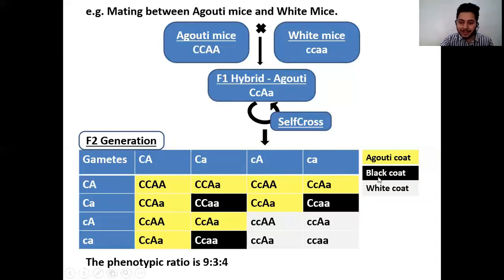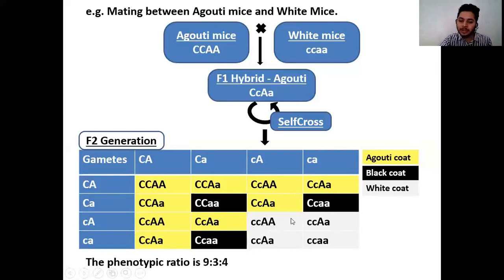Now, the second condition that you see is the black coat color. Here also my epistatic locus is occupied by capital C in either homozygous condition or in heterozygous condition. But here the hypostatic locus is occupied by the recessive allele small a. Therefore, small a is going to express itself, and the trait that you get over here is the black coat color. So 3 offsprings are going to show the black coat color.